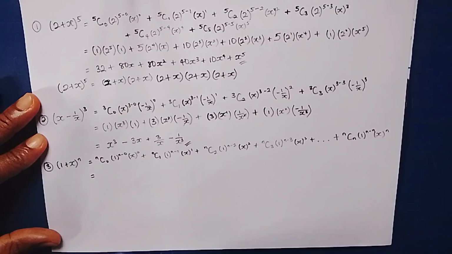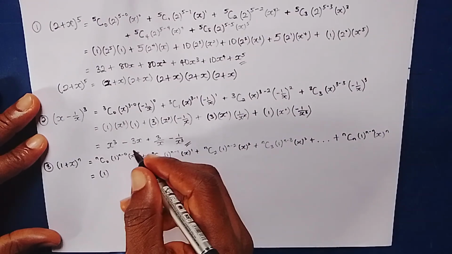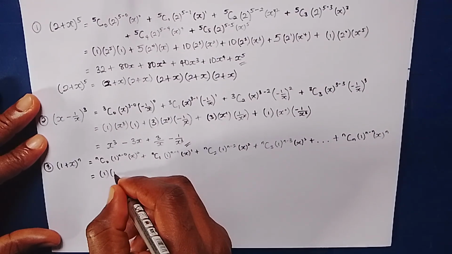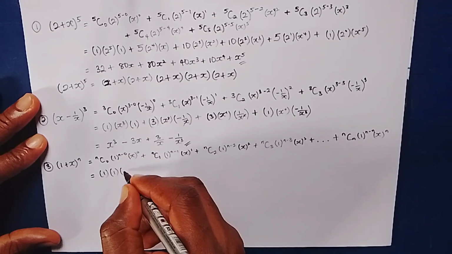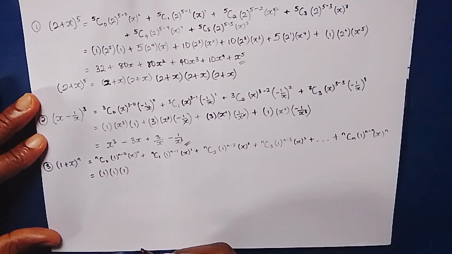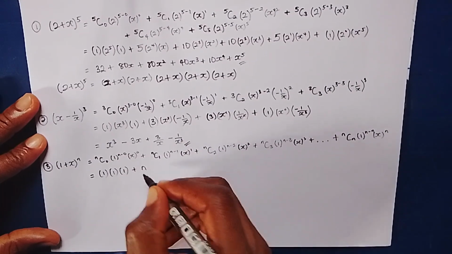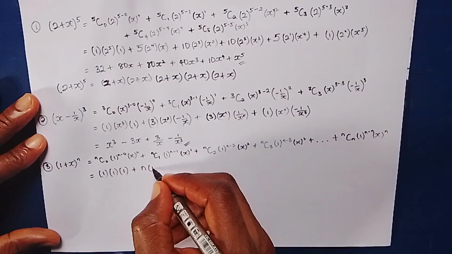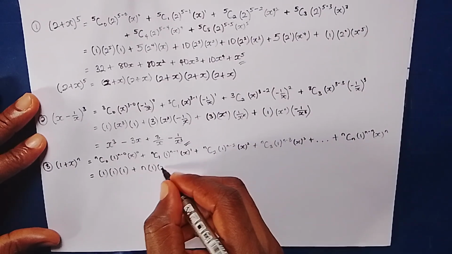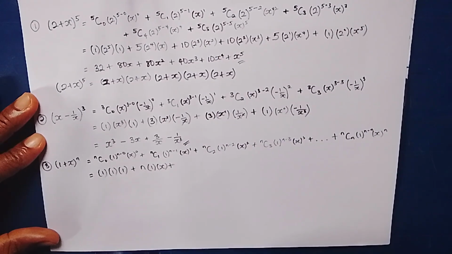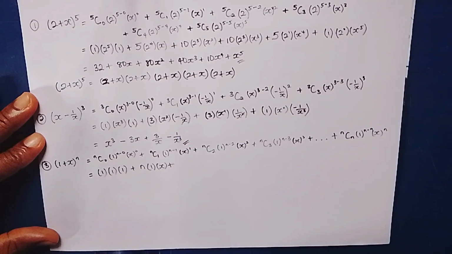nC0 is 1. 1 raised to the power of anything is 1. x raised to the power 0 is 1. So nC1 is n. 1 raised to the power of anything is 1. Then we have x plus nC2.